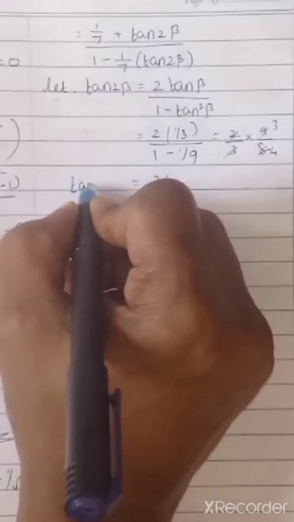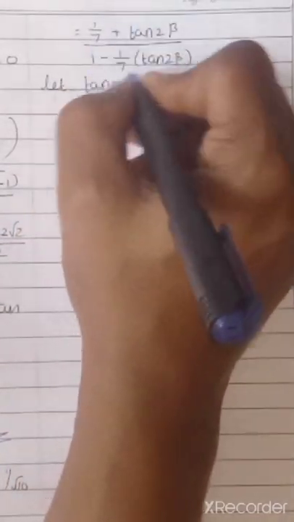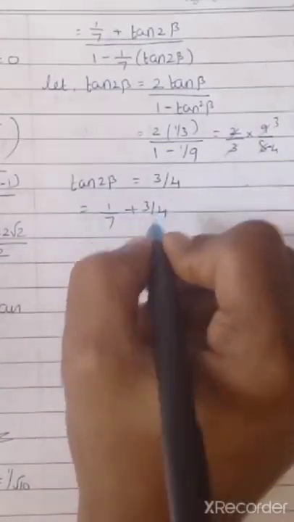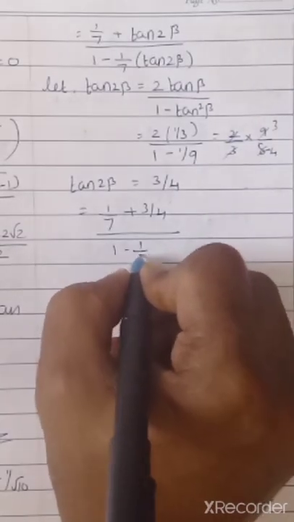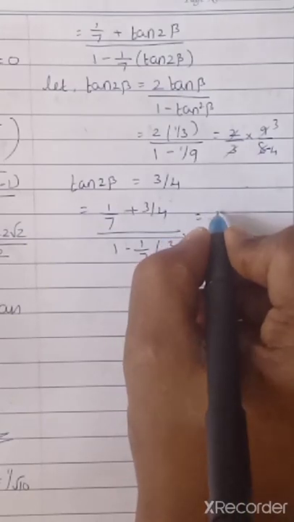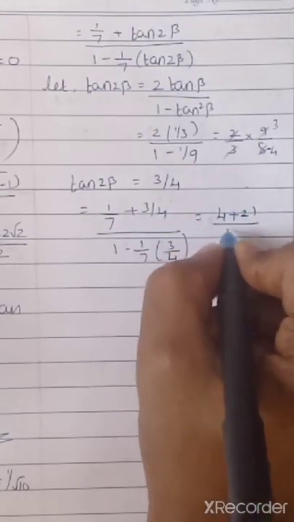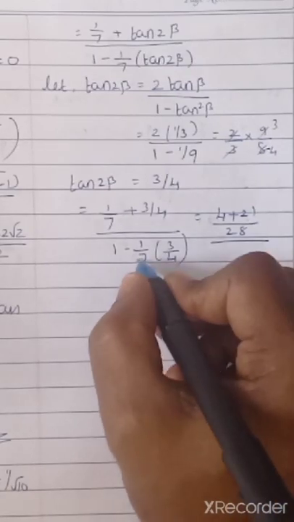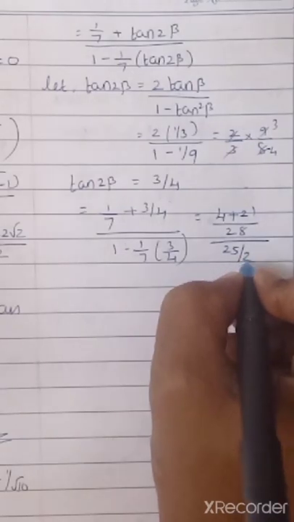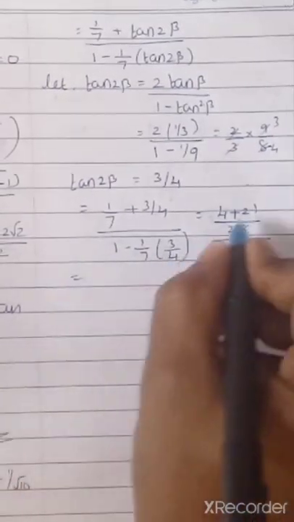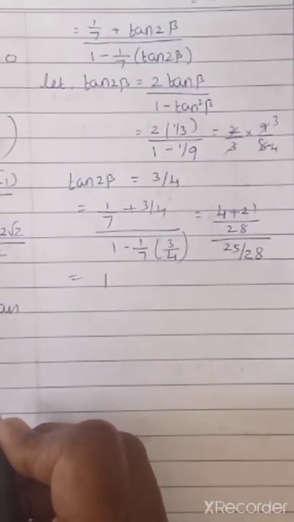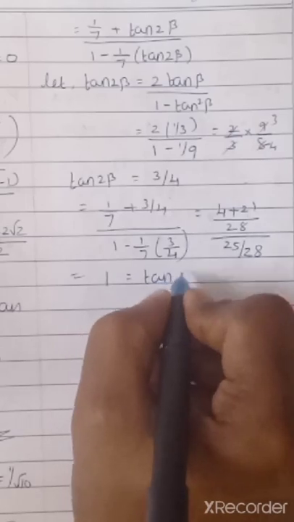What is tan 2 beta? 3 by 4. Now we can substitute here: 1 by 7 plus 3 by 4 divided by 1 minus 1 by 7 into 3 by 4. Again taking LCM, what you will get? 4 plus 21 by 28 divided by 7 fours are 28, so 28 minus 3 is 25 by 28. Now this is 25 by 28 and this is also 25 by 28, equal to 1. Correct? That is tan pi by 4.